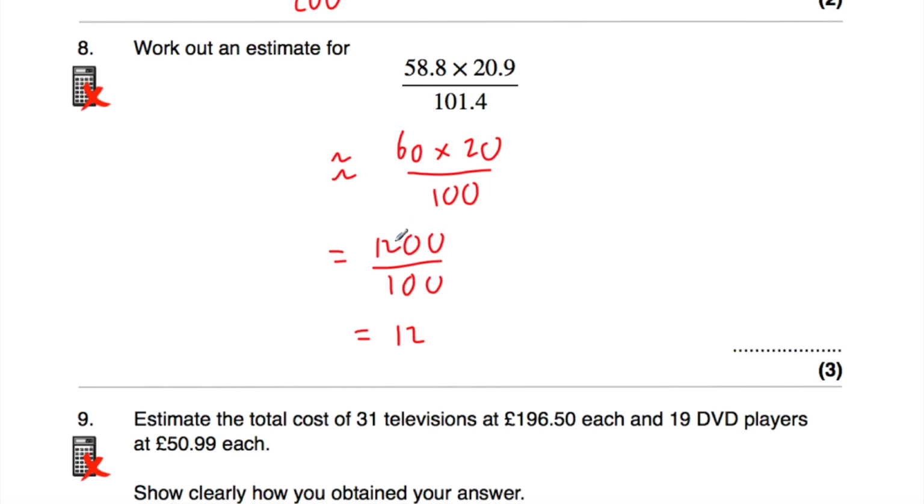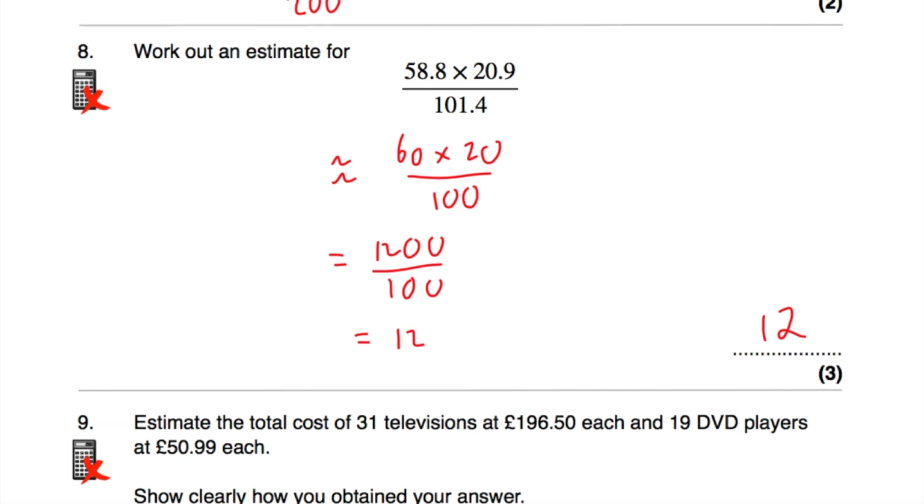Another approach would be to consider, well, if you divide by 100, you can take off these 2 zeros to leave you with 12, or move the digits 2 columns to the right, and so on. So there's a few different approaches you could use, but the answer would be 12. And that's it. And again, on my calculator, let's work out 58.8 multiplied by 20.9. Get the answer, divide by 101.4. And the answer to that would be 12.1195 and so on. So 12 is pretty close to that. So that's a good answer, good estimate.